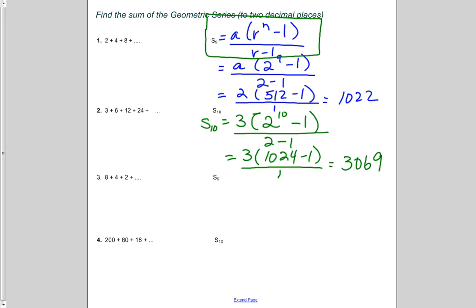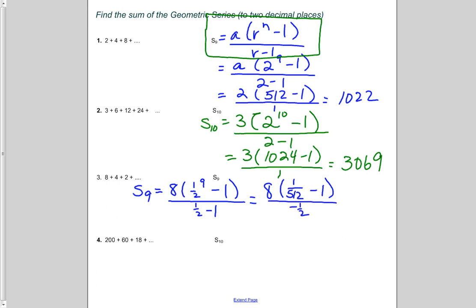8 plus 4 plus 2 plus 1, we are halving all the way down. So if I want the sum of 9 terms, my a value is 8. My ratio is a half. n would be 9, take away 1, over r, which is a half, take away 1. 8 times a half to the 9, is 1 over 512. Take away 1, over negative a half. Letting my calculator do all the work for that, approximate answer, 15.97.